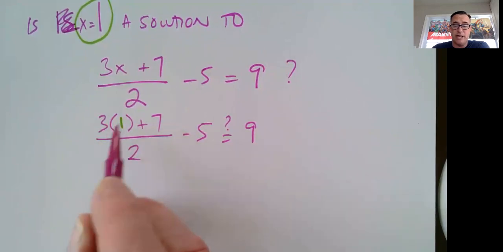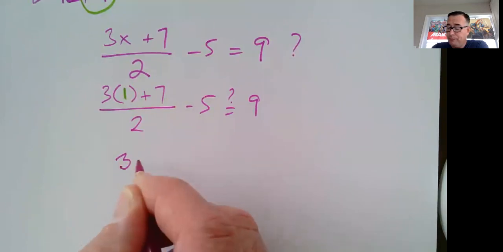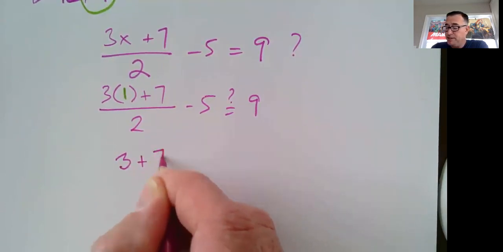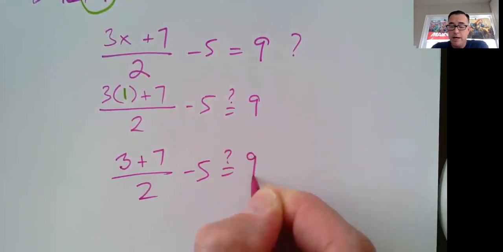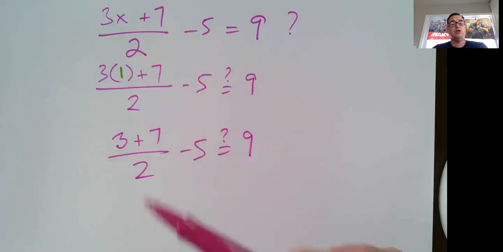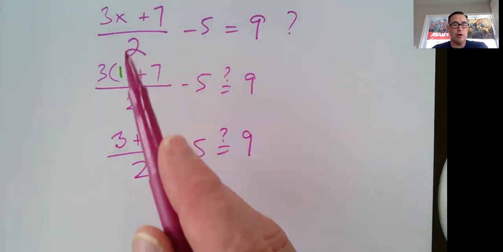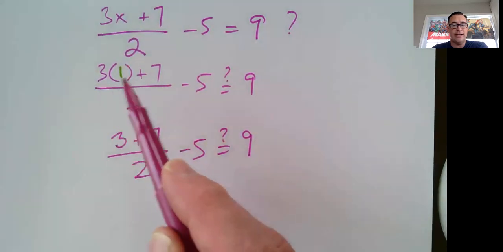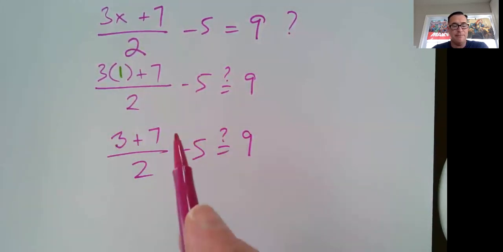Well, we got to do the 3 times 1 first. 3 times 1 is 3. And I'm going to write the rest of it. Plus 7 over 2 minus 5 equals question mark 9. I don't know if it equals. But if you see what I'm doing here, every single thing that I do, I can see where it came from before. Here, that x became a 1. I can see that. Here, I did the 3 times 1. That became a 3, but everything else stayed the same.